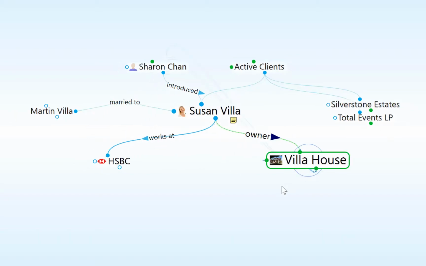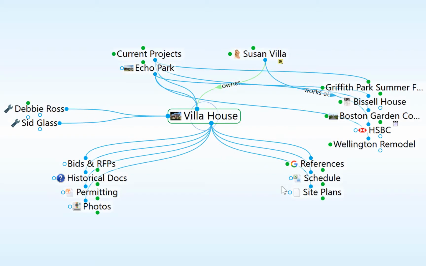On the Villa House thought, I also have two people linked as jump thoughts to my project. This is a great example of when to use link types. I can define what their role or relationship is to the project. In this case, I can see that they're both engineers, but the link type will define their responsibilities. Sid is my architectural historian, and I've hired Debbie as my site manager.